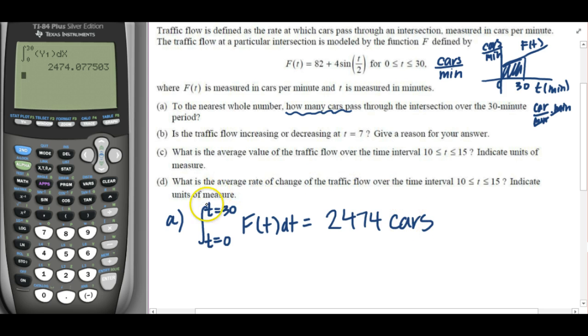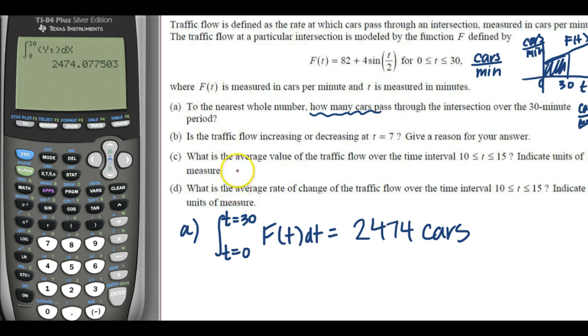So this is what we would need to write in order to obtain full credit on this problem. We'd have to set up the integral, but again, there's no need to write out the whole function. So 82 plus 4 sine t over 2, we can just call it what it was named, big F of t. And then we do have to write our numerical answer. And again, we were told to the nearest whole number, so no need to round or truncate to the thousandths place. Alright, so now let's move on to part B.